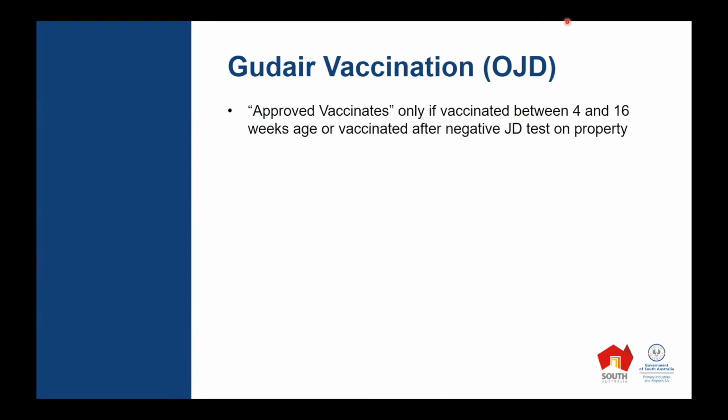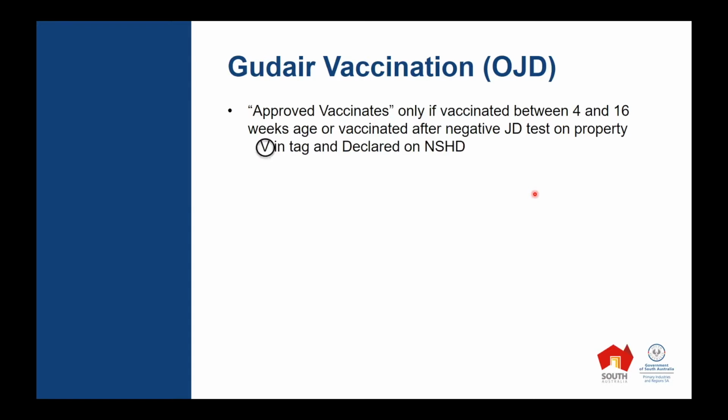Just to talk a bit about Gudair vaccine. Gudair is the OJD vaccine, and it's important to understand what an approved vaccinate is. An approved vaccinate is an animal that's been vaccinated between 4 and 16 weeks of age. The aim there is that they get protection from Johne's disease before they start grazing and have the ability to ingest the bacteria from pasture. Or they're vaccinated after they've had a negative test for Johne's disease. So they've basically proved they haven't got disease at the point of vaccination, which from there has a good chance of protecting them.